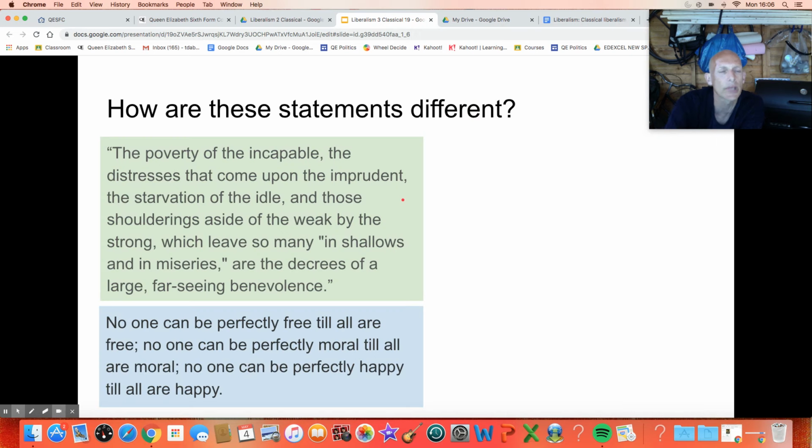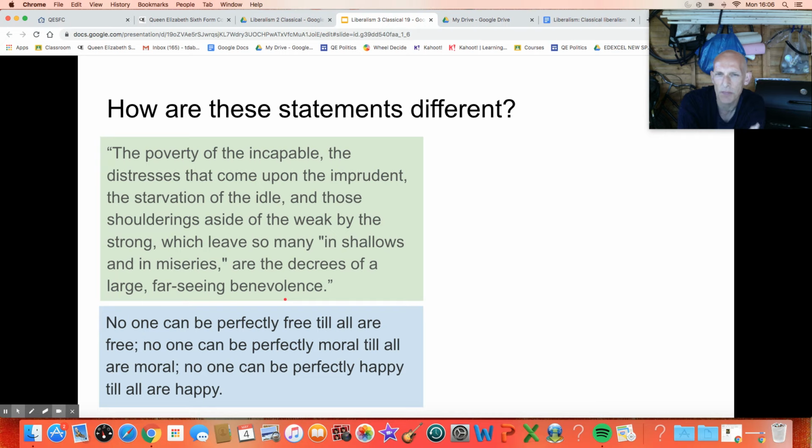So we can look at that by looking at these two statements. This first one in green is about the poverty of the incapable, the starvation of the idle, the shouldering aside of the weak, and it describes it as being part of a far-seeing benevolence. In other words, this is supposed to happen.